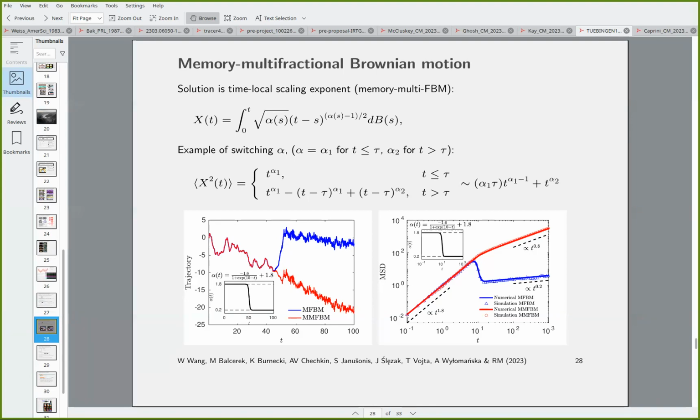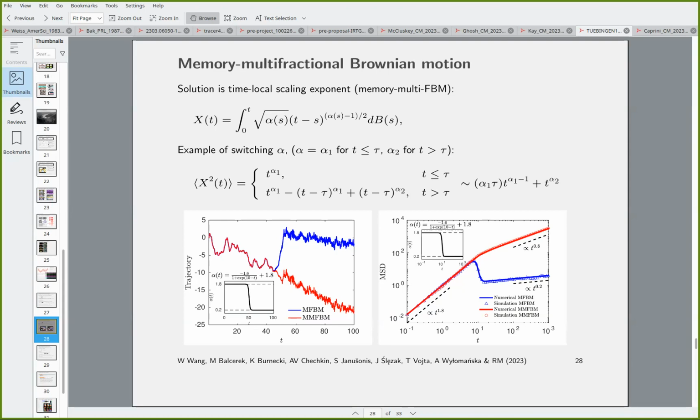First of all, the motion is now continuous. When you use the old definition, there are jumps in trajectories. In our version, it's continuous. You see the process is really continuous. And we also have the memories.